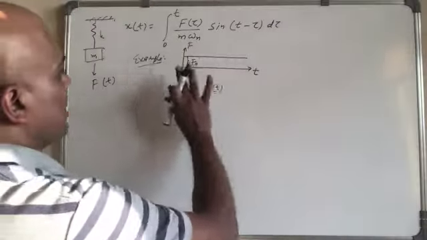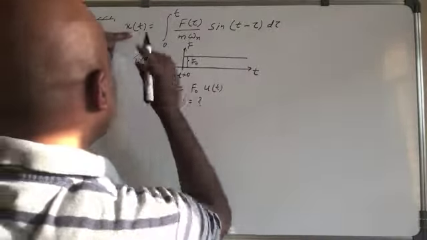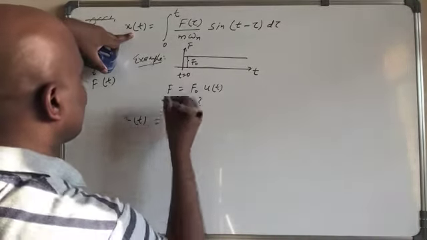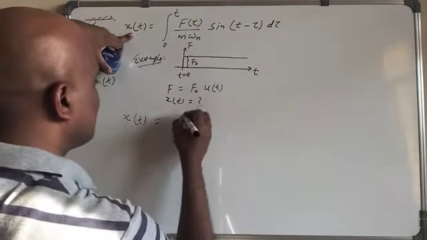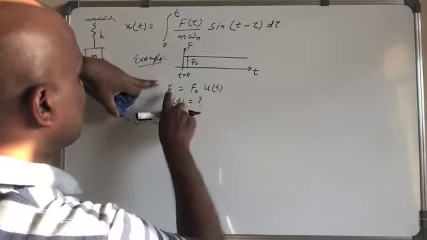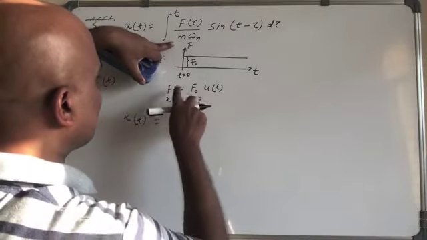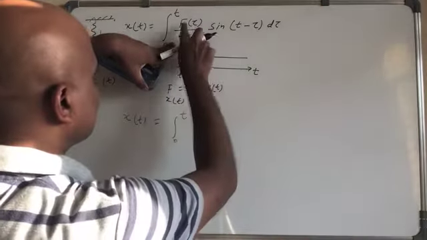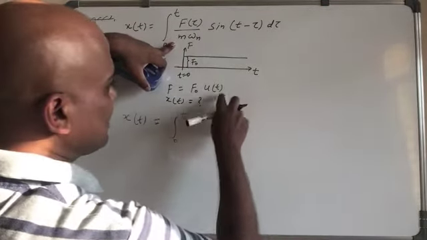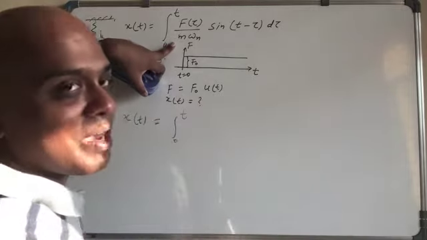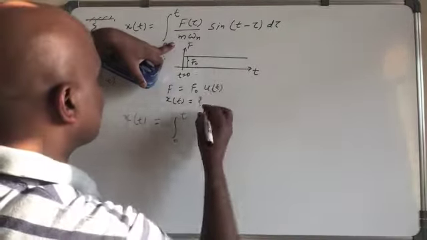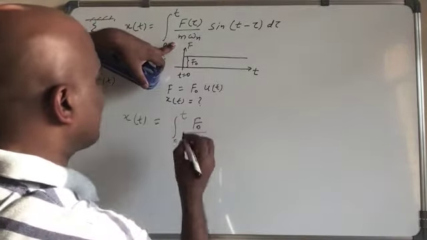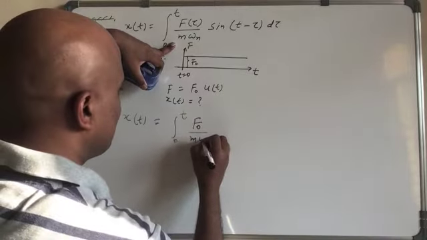Okay, now let's apply this here. We can find x(t) equal to the integral from 0 to t, where F is F naught u(t). Since t starts at 0, you can write F equal to F naught directly. So this is a constant, F naught, so we write F naught here, divided by m omega n.